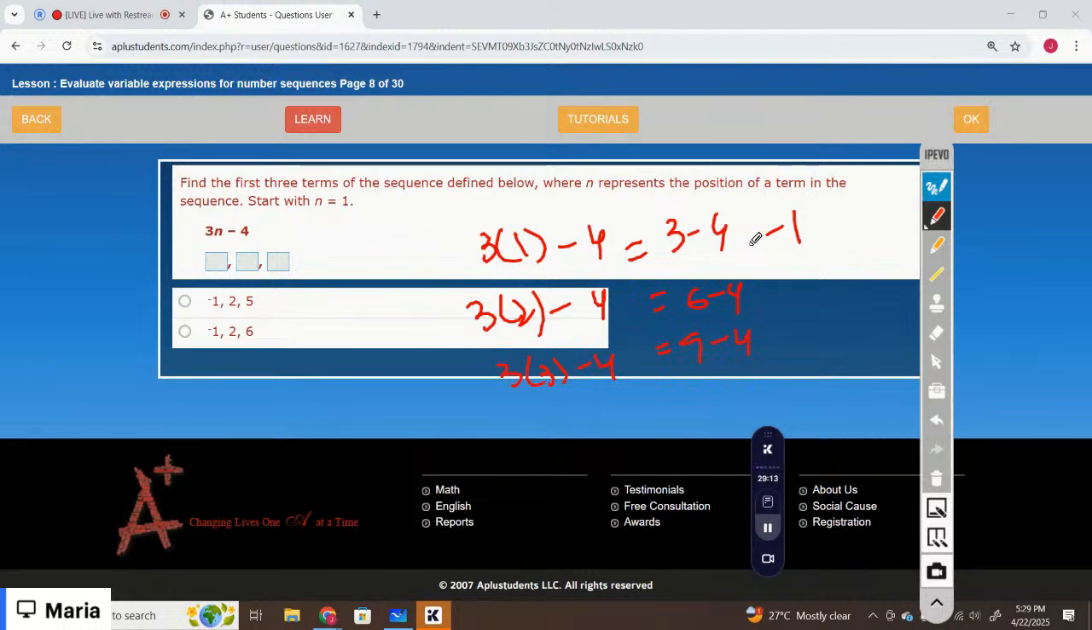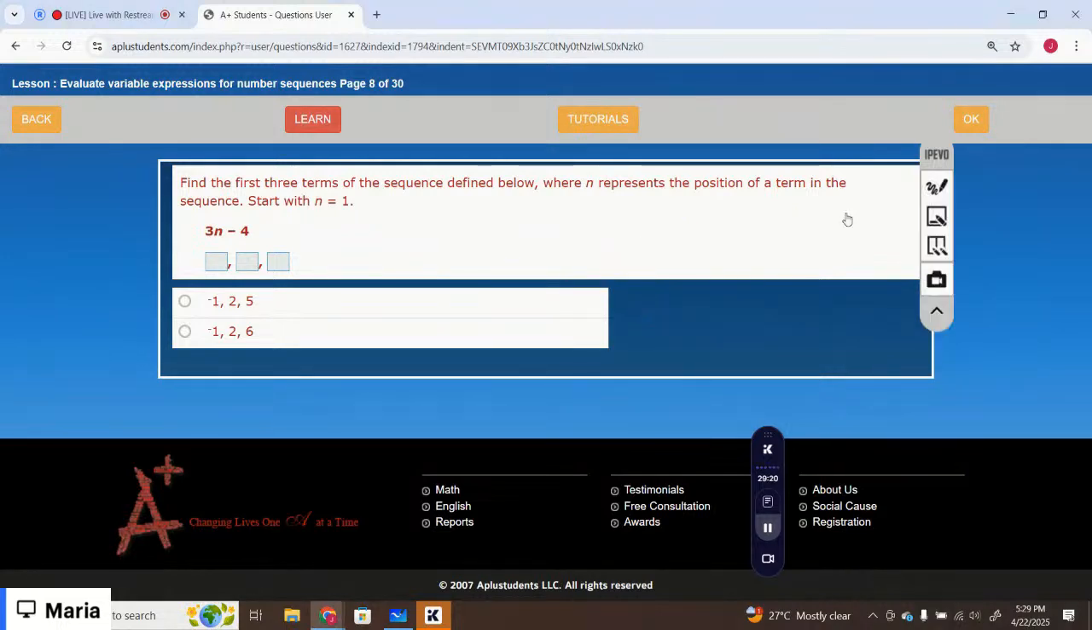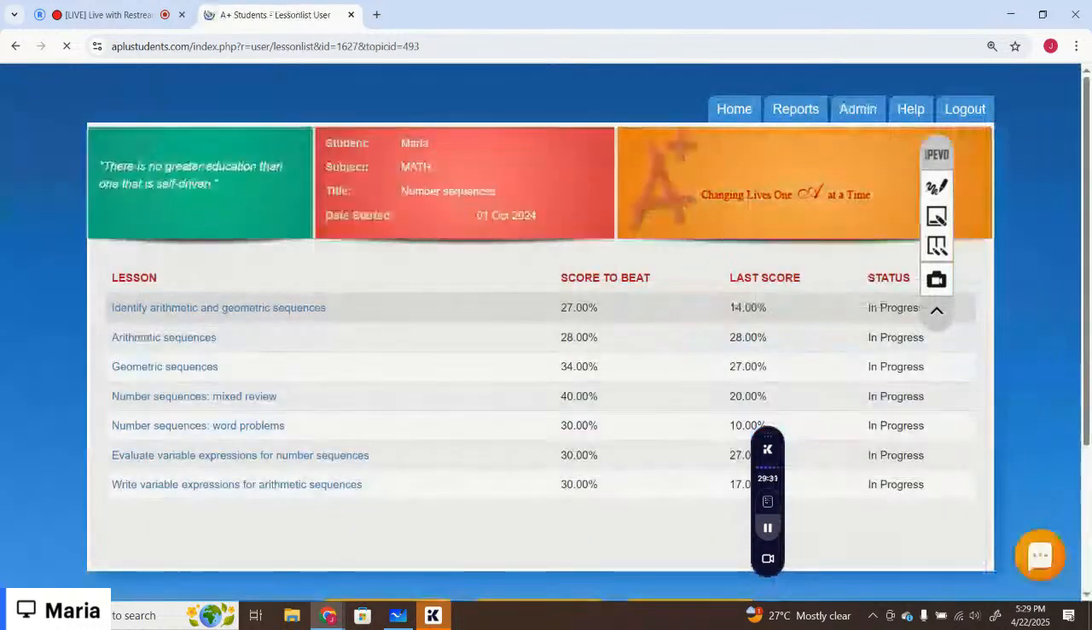That is negative 1, 2, and 5. Option number 1 is the correct option. Negative 1, 2, 5. Okay, you can complete the lesson by yourself later today. Let me just move on to the next lesson.